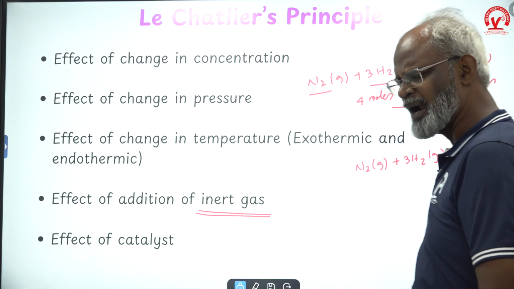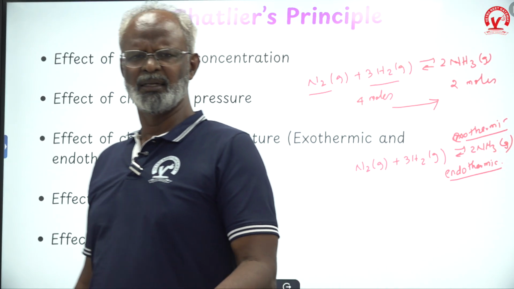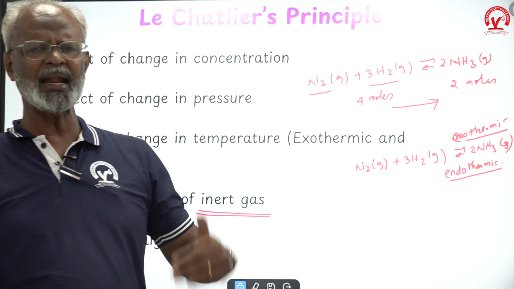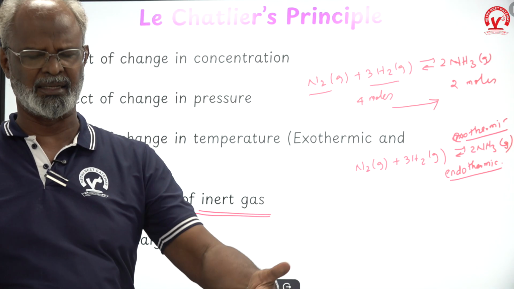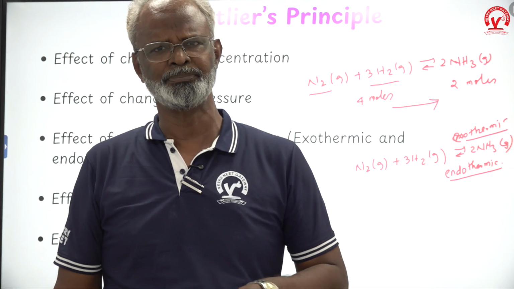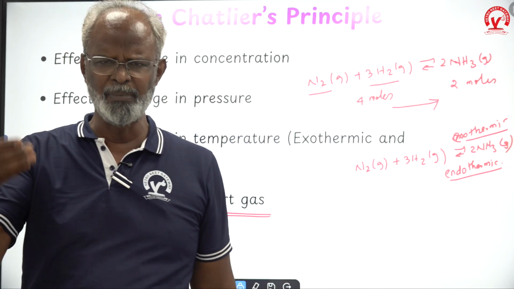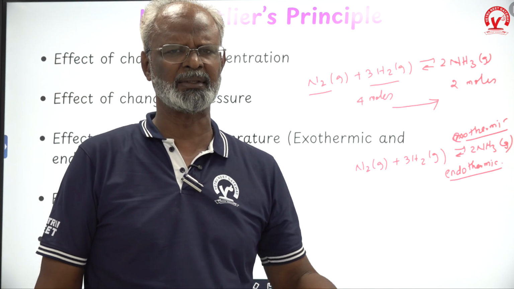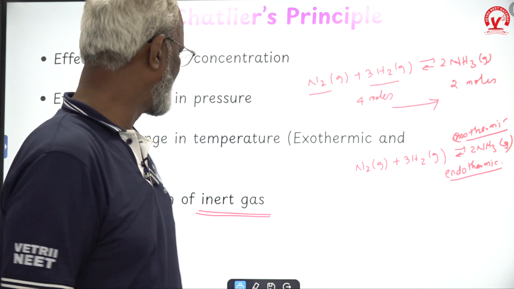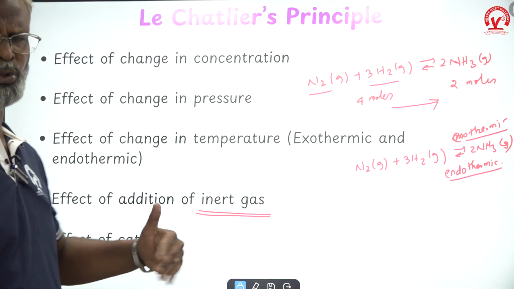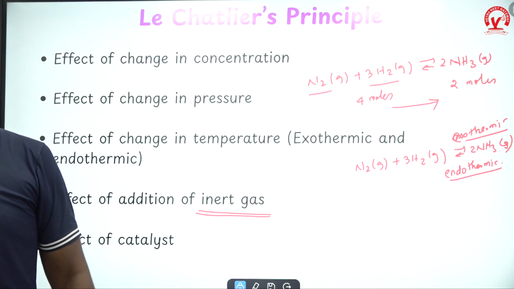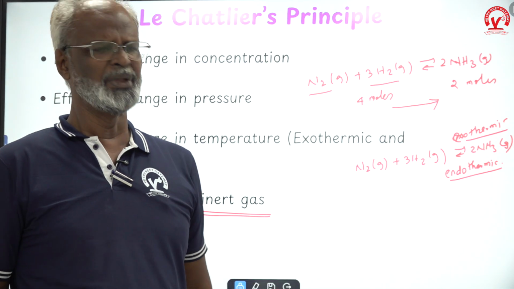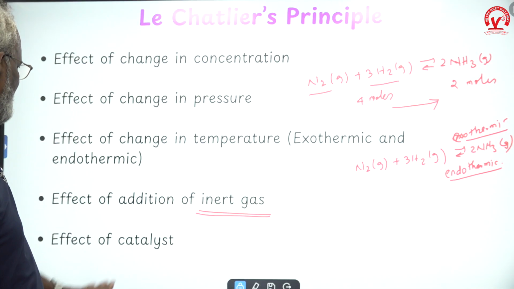Then last, the effect of catalyst. The catalyst favors both the forward reaction and the reverse reaction. The catalyst is used to attain equilibrium faster. It does not change the equilibrium; it is helping us to attain the equilibrium faster. Therefore, the catalyst is used to enhance the speed of the reaction. Basically, it does not change the equilibrium. That is the effect of catalyst.